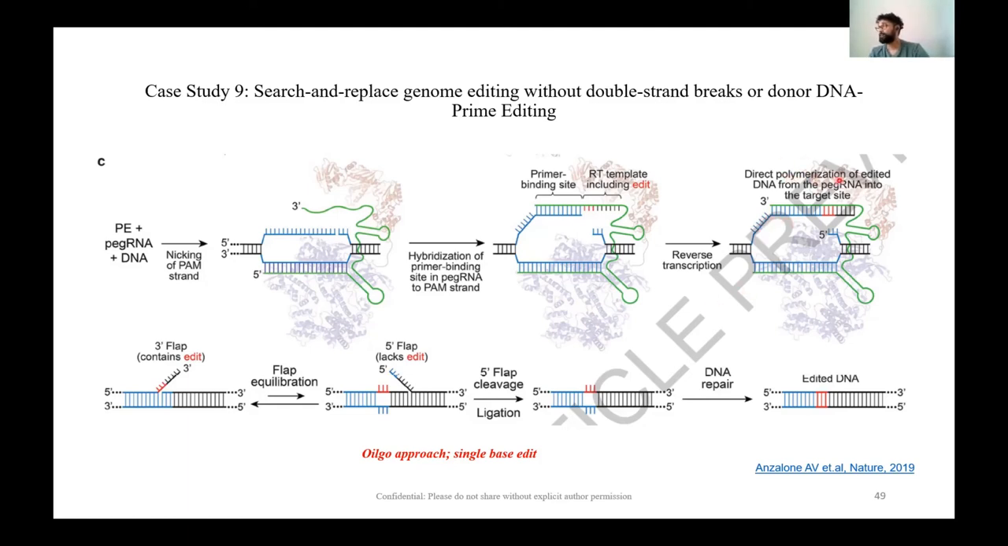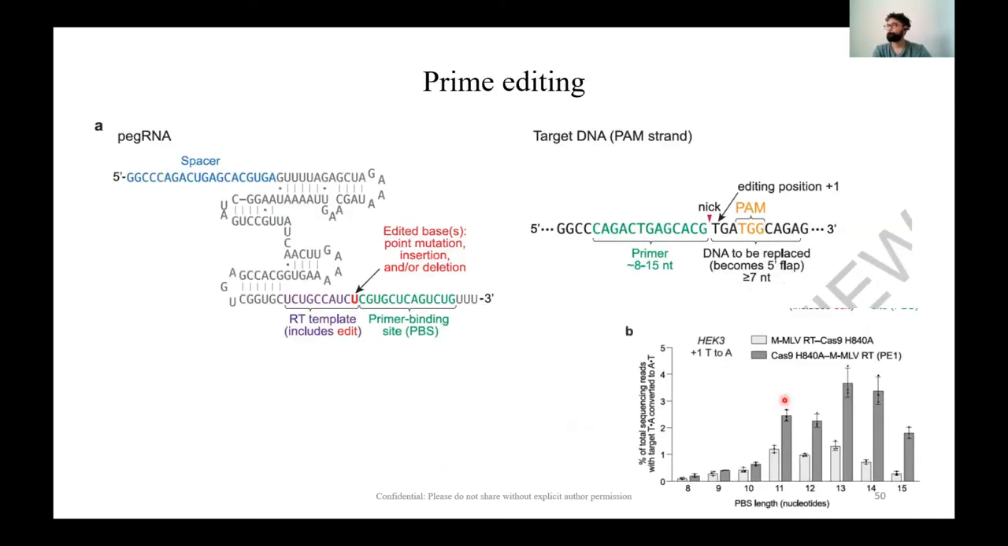This then leads to polymerization of this edit at the target site. And then there are 2 scenarios. Either there is flap equilibrium and your 3' flap has your edit and it's incorporated, or your 5' flap has the edit. In this case, you will not get the edited version. And if it's in the 3' flap region, you get the edited DNA version.